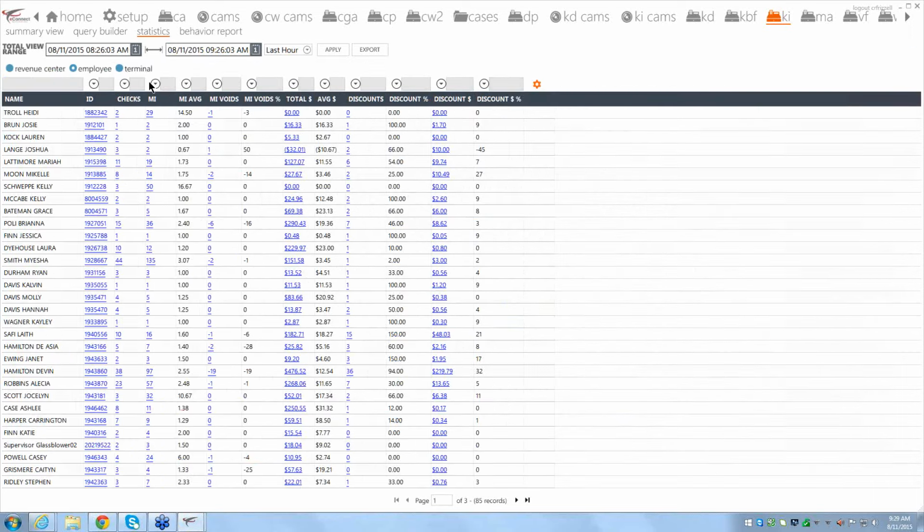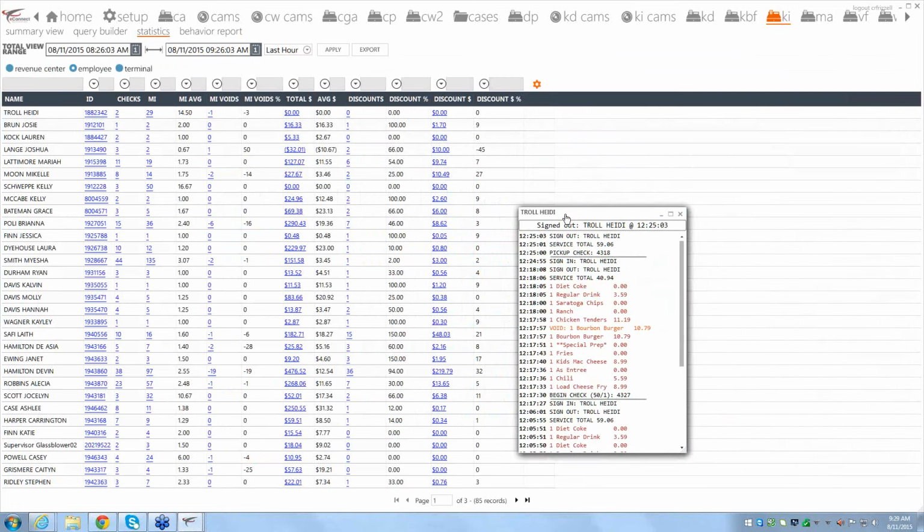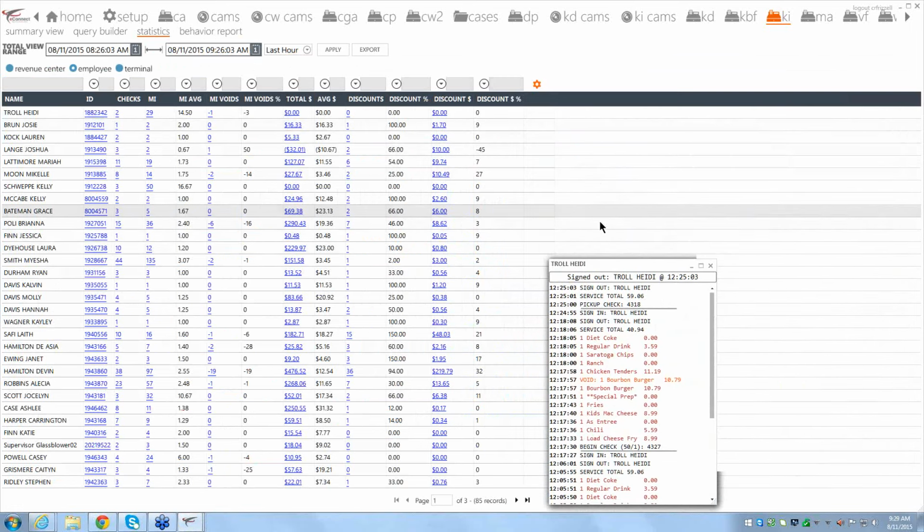So one of the great tools with statistics is the Live Journal Tape. And you can find that under the ID section. So for Heidi Troll, and the reason that I use the last hour is because I want you guys to see a live open journal tape. So Heidi Troll right now, if we were to click on that ID next to her, that's going to give me a live running journal tape of Heidi.